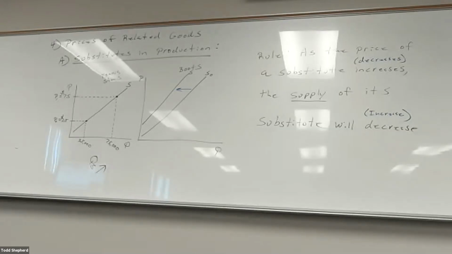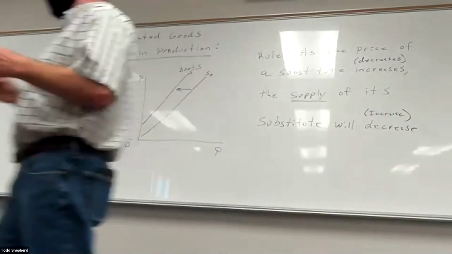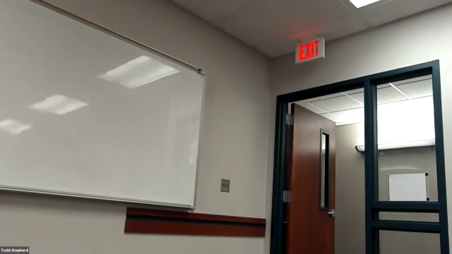Okay. Questions? Again, that's the first step of the problem. We'll be putting this all together next time. And then finally, the last shifter of the supply curve is going to be number 5, which is going to be natural disasters and other weather problems. Natural disasters and other weather problems.